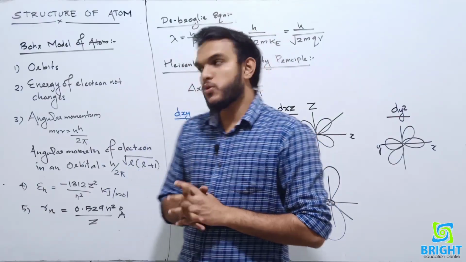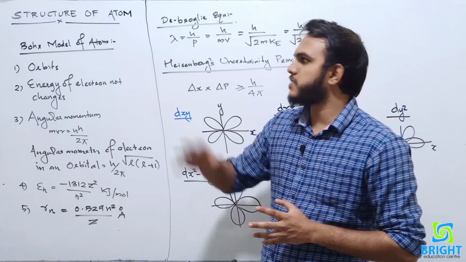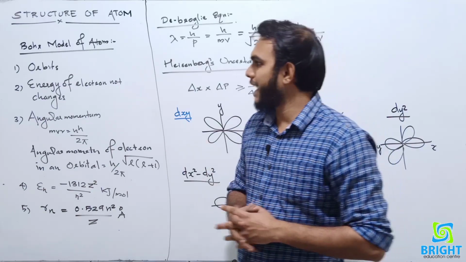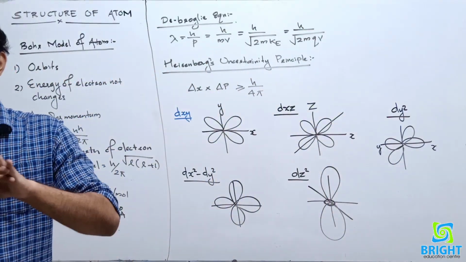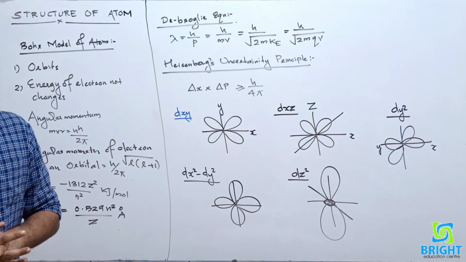So students, let us go through the main part of the chapter, and it's the last part of this chapter, that is the Bohr model of an atom. Bohr described many things about the atom, because he described the orbital, the particular path in which the electrons are revolving.